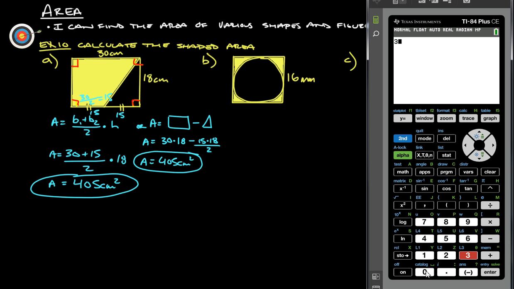Okay, so we do 30 times 18. Let's just do equals. That's 540, and we're going to subtract 15 times 18, and then we're going to divide that whole thing by 2. If we put it in like this, this is officially 15 times 18 divided by 2, which is the same thing as 15 times 18 all divided by 2. So we'll just leave that there. And look, we get 405, same answer. Okay? All right.